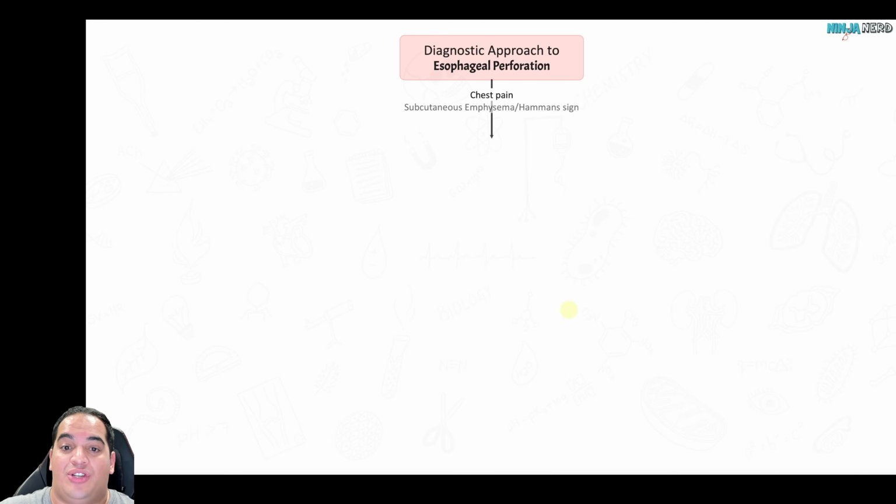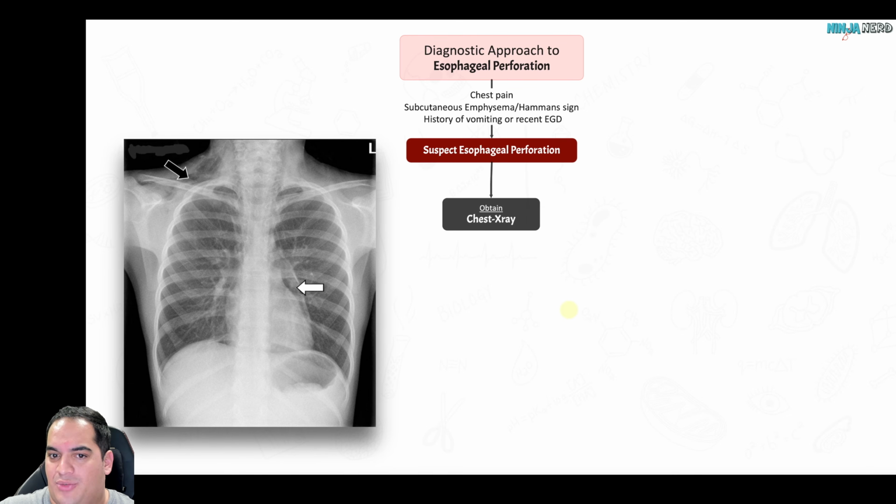Well, first thing is if they have chest pain, if they have this subcutaneous emphysema with the crepitations when you press on it, and they have a history of vomiting, such as the Boerhaave syndrome, or recent EGD where they had some trauma to that area, you need to suspect esophageal perforation. So what do we do here? First thing is you get a chest x-ray. The reason why is if I get a chest x-ray, I'll be able to see, oh, look, there's the pneumomediastinum. There's air in the mediastinal cavity. Oh, look, there's the subcutaneous emphysema where I was pressing and I was getting that precordial crepitations. That's the Hammond sign. Oh man, they definitely seem to have some type of esophageal perforation.